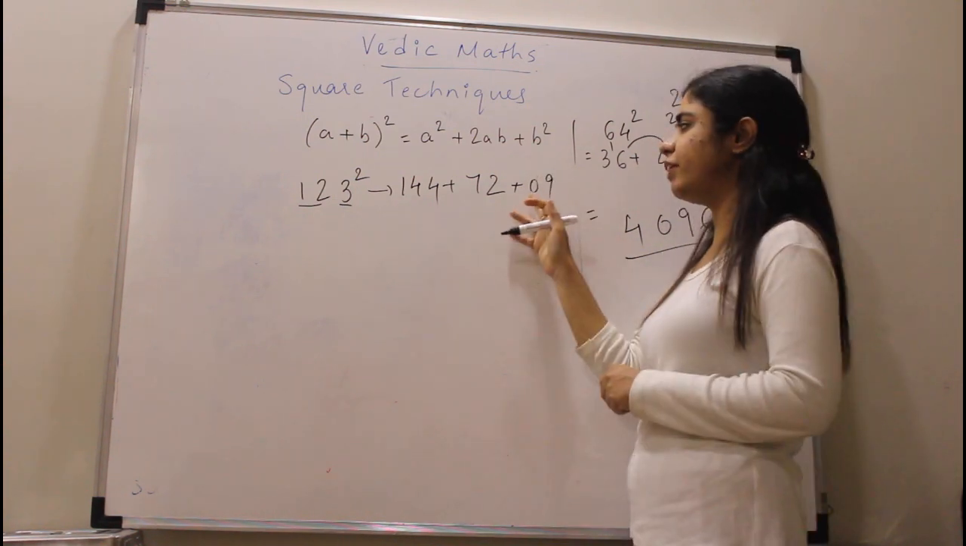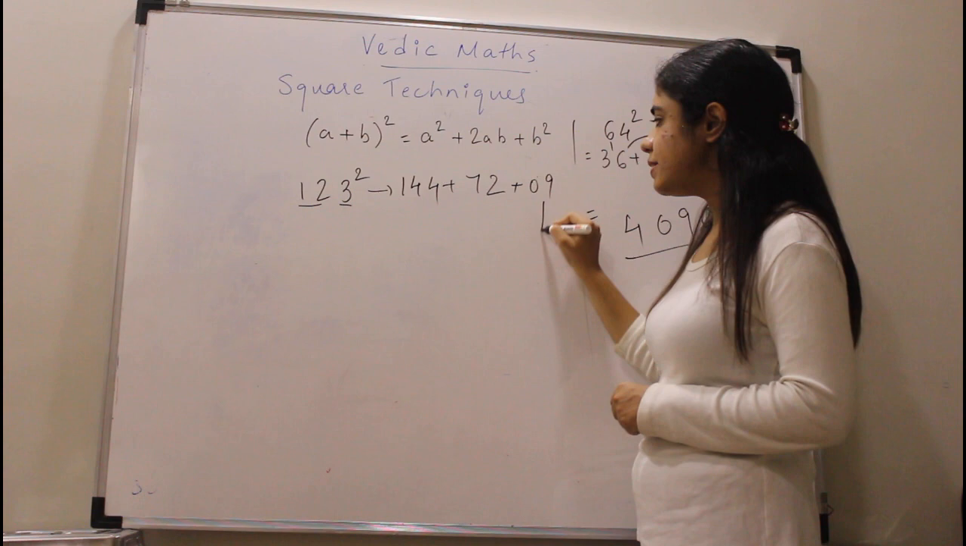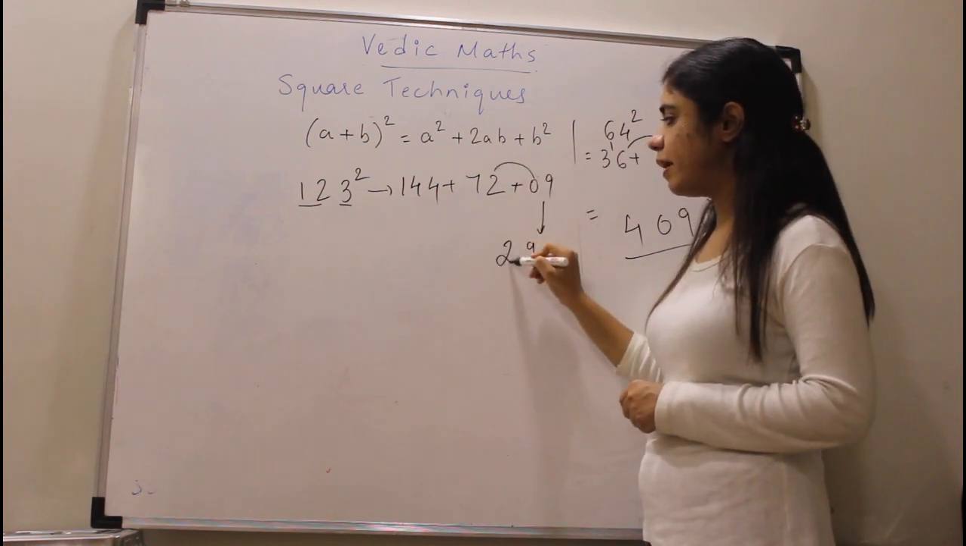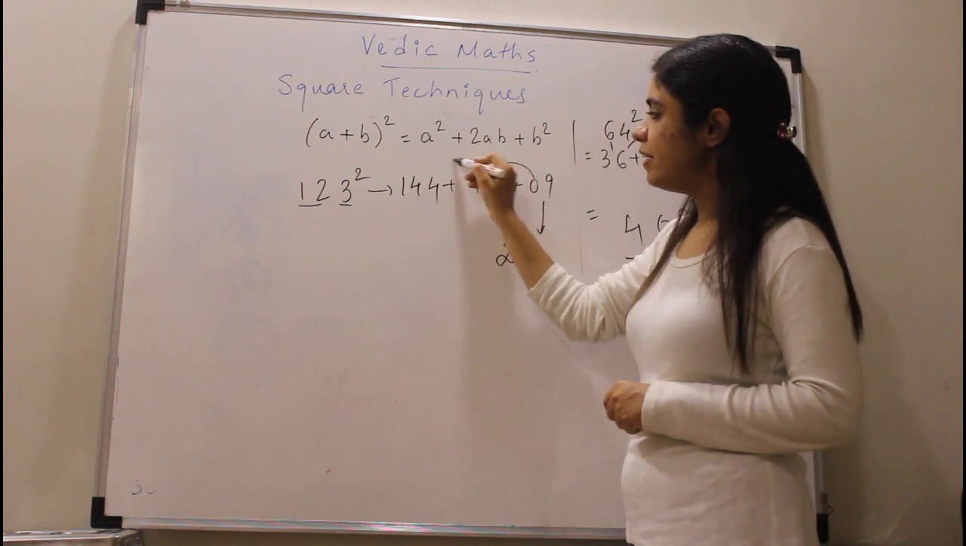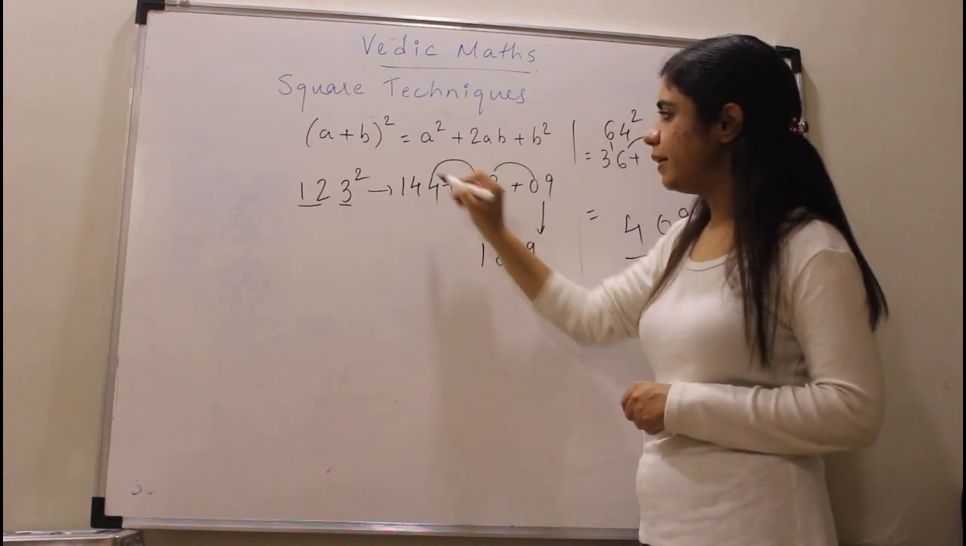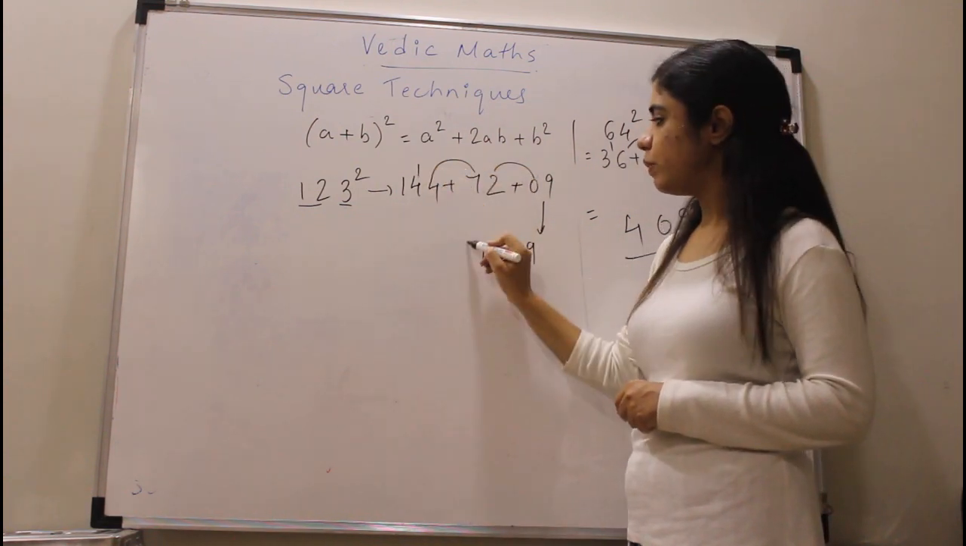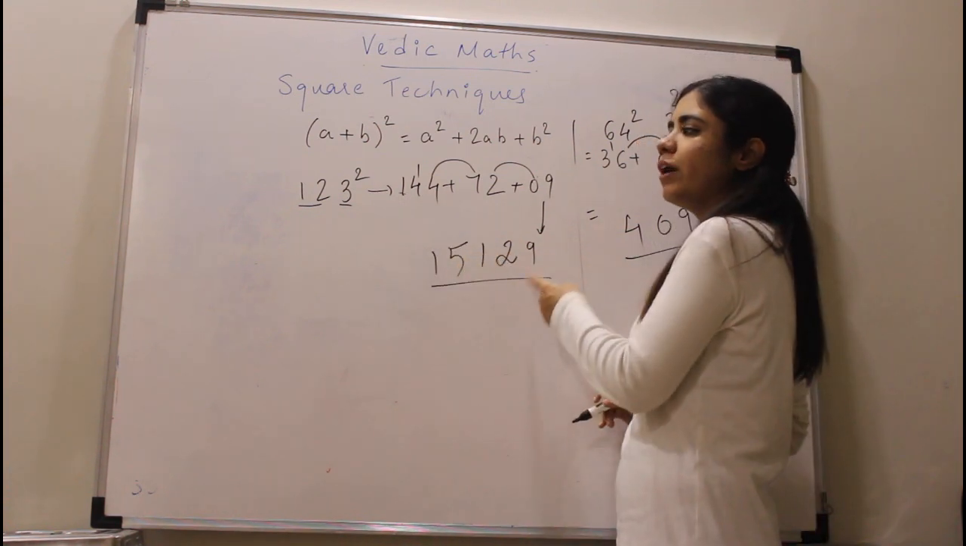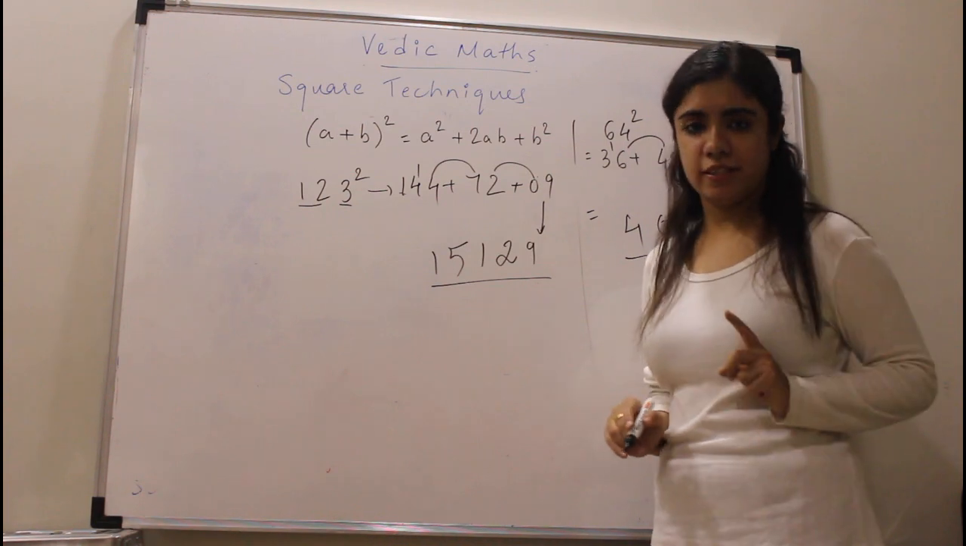Let's say I put a 0 here. If you're not comfortable, you can write it as 09. What happens? 9 will come down. 0 और 2 add हो जाएगा, it will become 2. 7 and 4 will get added, it will become 11. 4 plus 1 will become 5 and this one will be as it is. So 15129 is your answer.